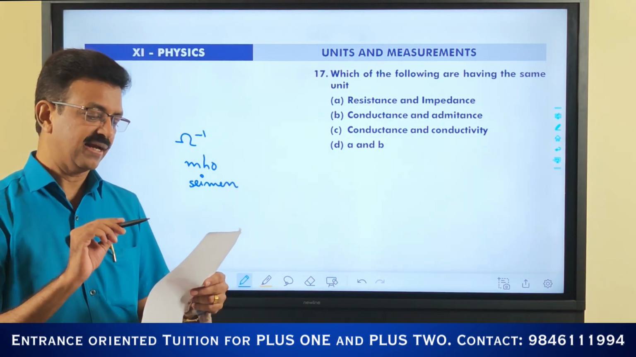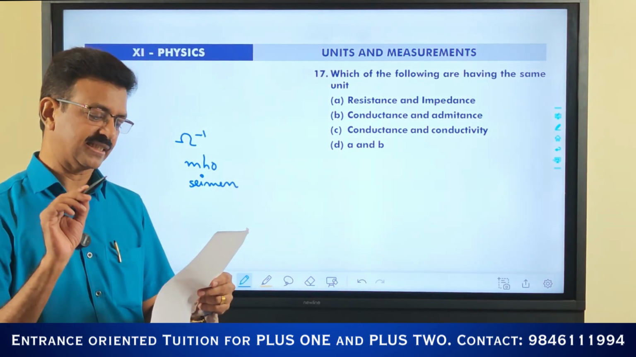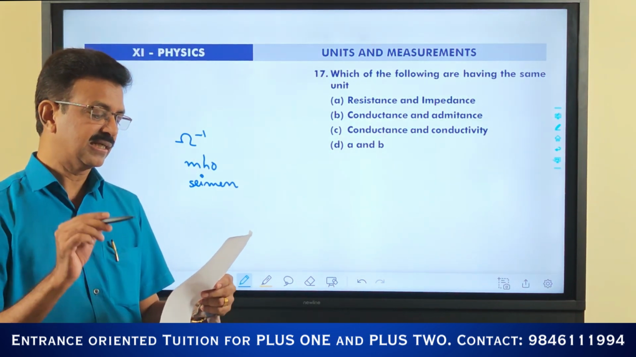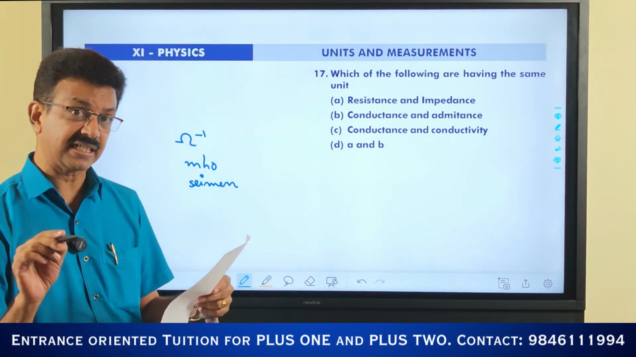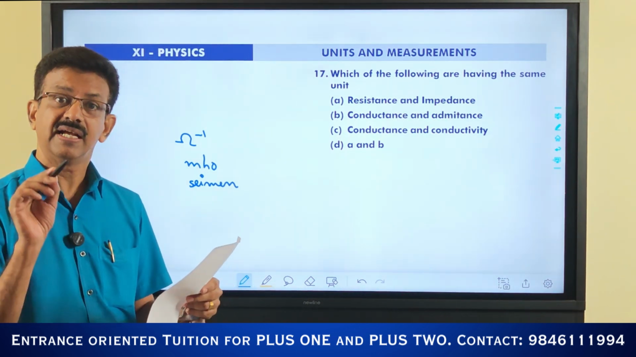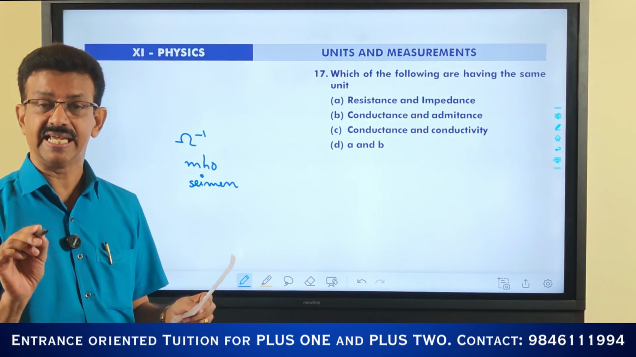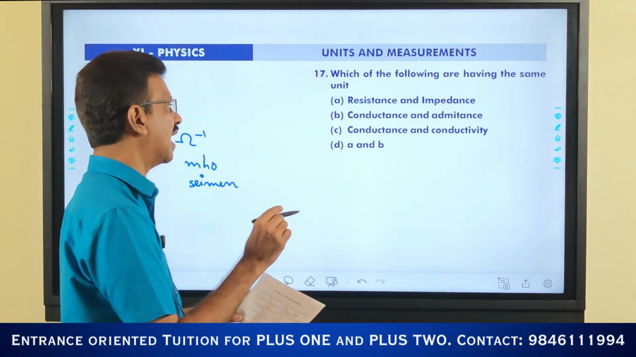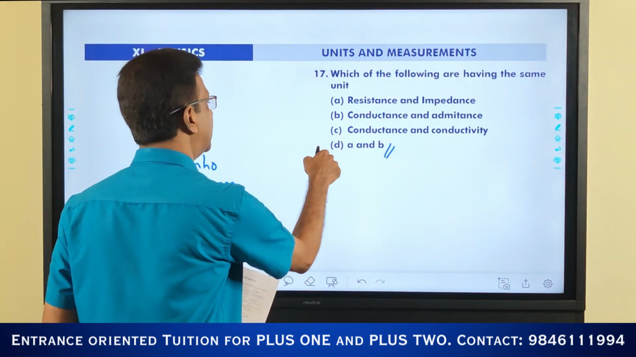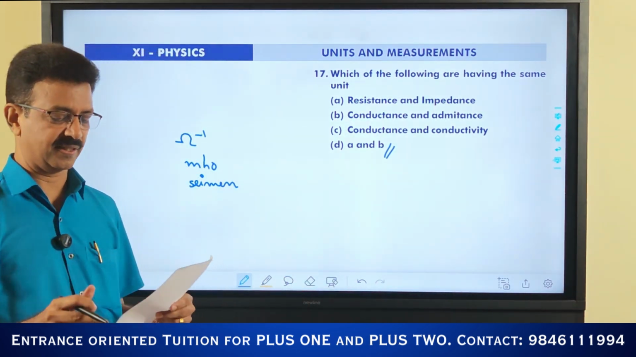The question is, which of the following are having the same unit? A choice is correct. Resistance and impedance, same unit. B choice is also correct. Conductance and admittance. C choice, conductance and conductivity. Conductivity will have different units. Therefore, here the correct choice is D. Both A and B are correct. Therefore, D choice is the correct answer.